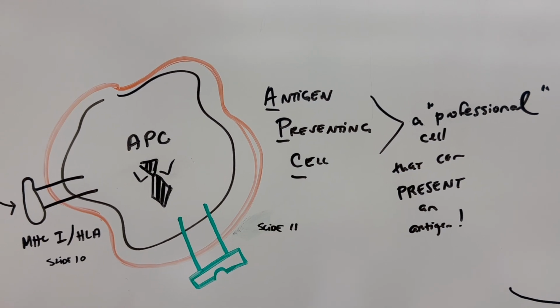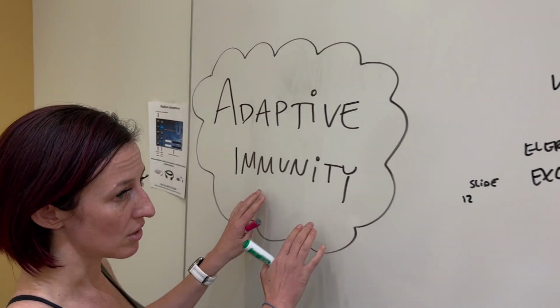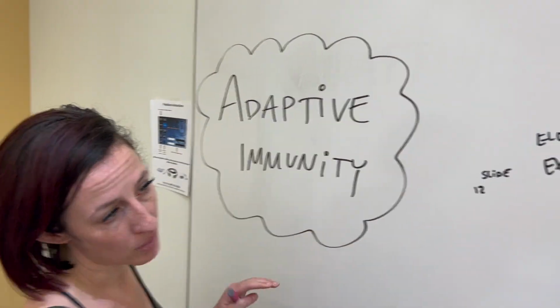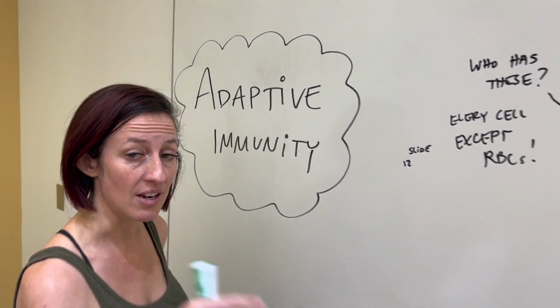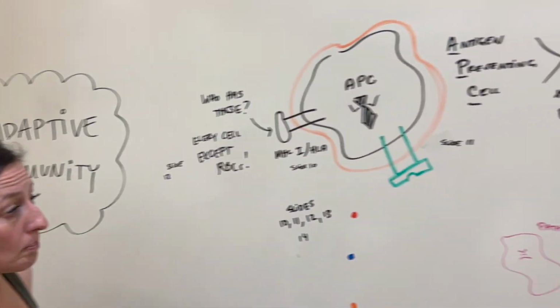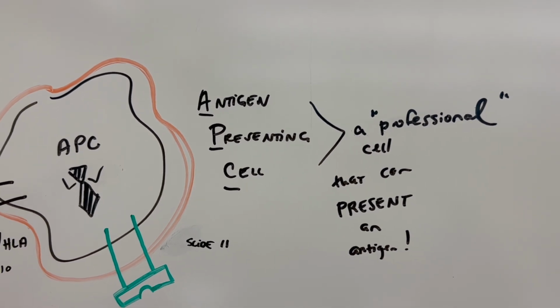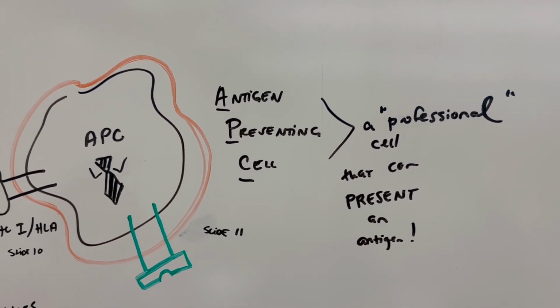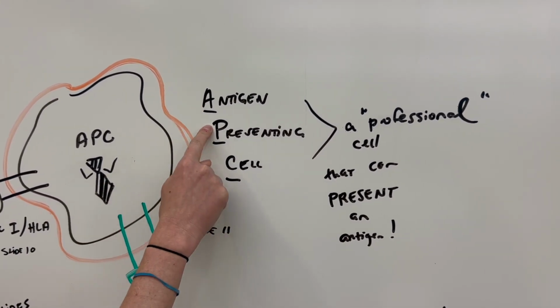So now we are going to move to adaptive immunity. So this is the adaptive immune process, and then we'll point out places where there's interplay between the innate immunity and the adaptive immunity. So first, we need to talk about APCs.